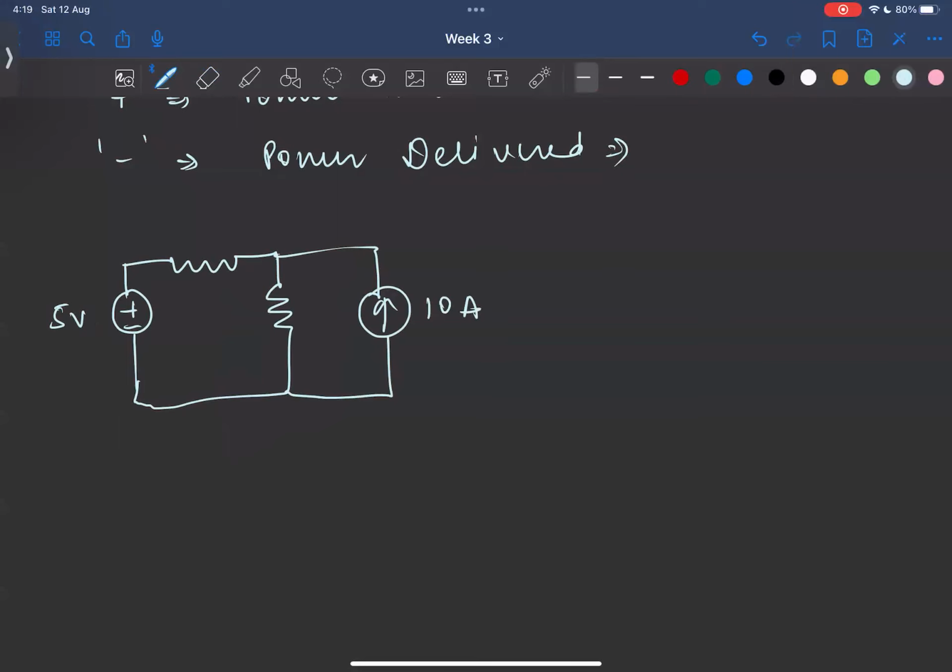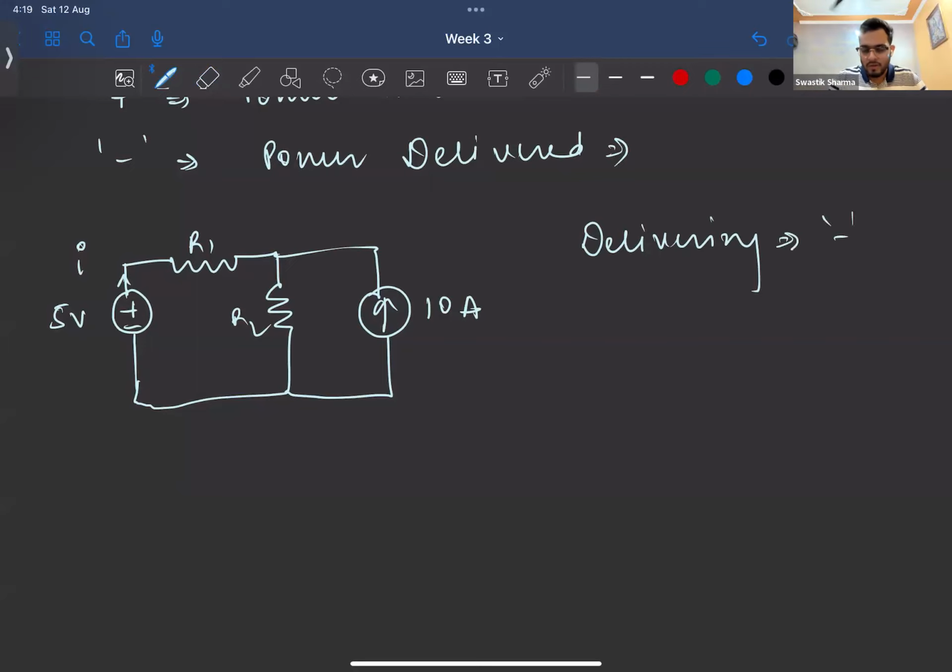Okay. So these are two resistors, right? A resistor, irrespective of what value it is, will always consume, right? That you know. So a resistor always absorbs power. From the sign convention, if a current is emanating from the positive reference side of the voltage source, it's said to be delivering. So if it's delivering, we say it's negative.